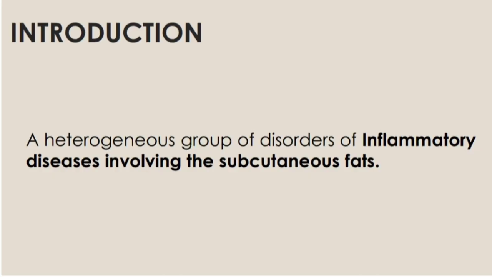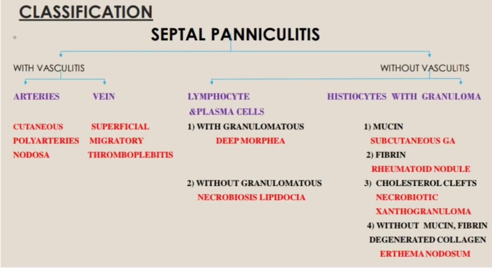So, what is panniculitis? It is an inflammatory disease which involves a group of disorders and basically involves the subcutaneous fat. Coming up, panniculitis is broadly classified into predominantly septal panniculitis and predominantly lobular panniculitis, and depending upon whether the vessels are involved or not, it is further divided into with vasculitis and without vasculitis.